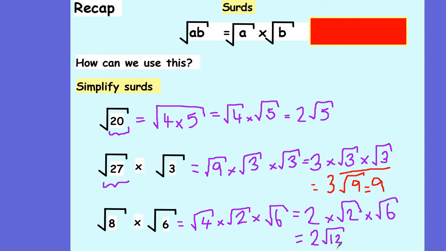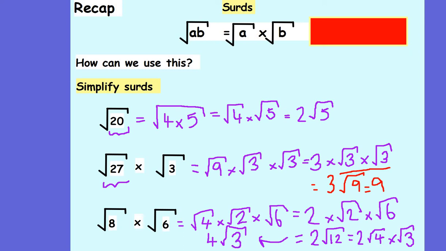I can split 12 into its two factors 4 and 3. So I can write that as 2 times the square root of 4 times the square root of 3. The square root of 4 is 2. So overall that gives me 4 lots of the square root of 3.